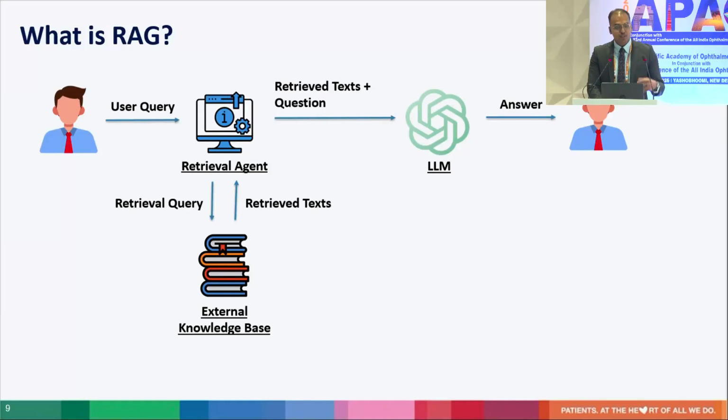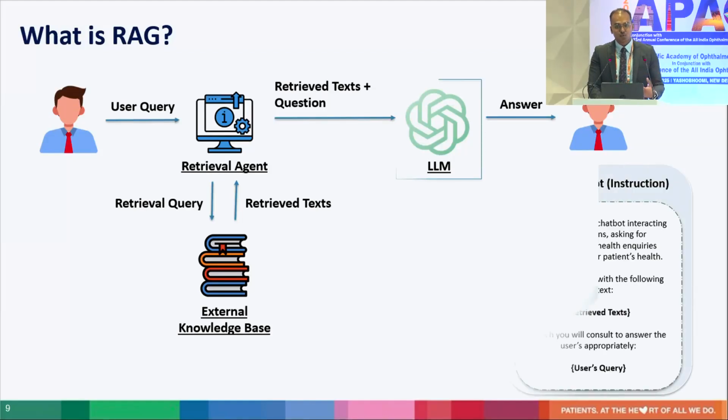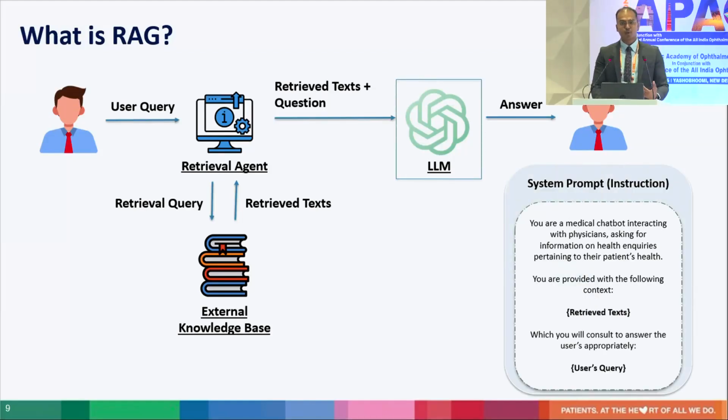But how is the LLM going to process this, right? This is where you have a system prompt or an instruction where you can assign a role, whether it's a medical chatbot, and then you can inject where you want the retrieved text or the contextual information to be, followed by the user's query.